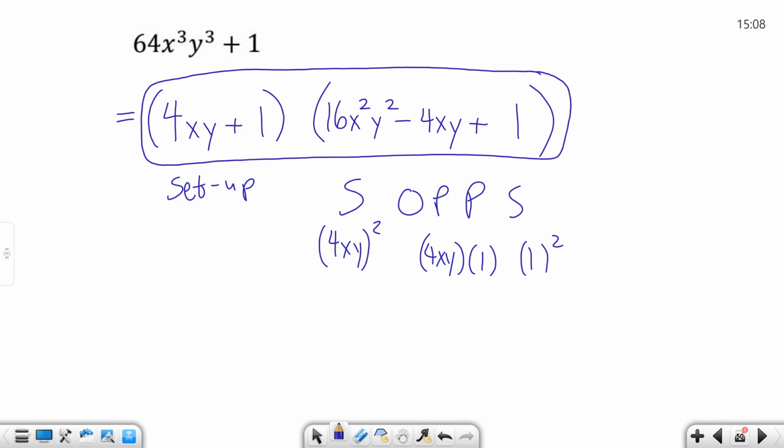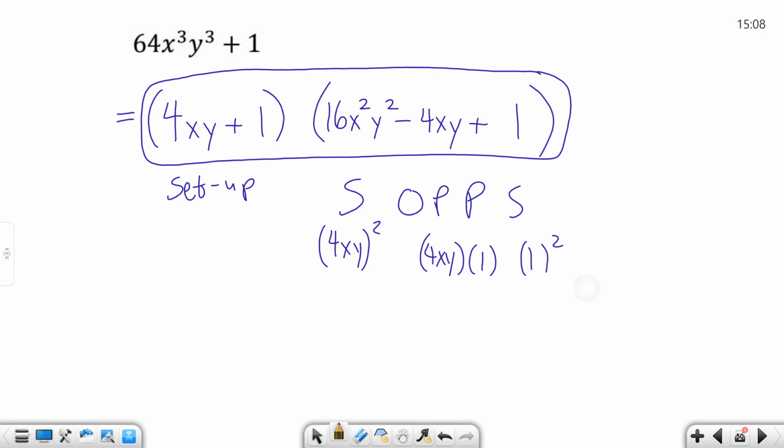And again, if you've done your GCF and your difference of squares before the SOPPS, then when you get SOPPS done, you're done. It won't go any further. So 4xy plus 1, and then 16x squared y squared minus 4xy plus 1. All right? So remember, as you watch my videos, if I'm moving a little fast for you, just pause it, copy stuff down, process it for a second, then unpause it, rewind it, whatever you need to do. Okay?